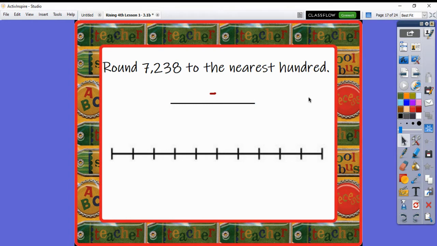All right, round 7,238 to the nearest 100. Press pause to draw yourself a number line, and then press play when you're ready to check your work.